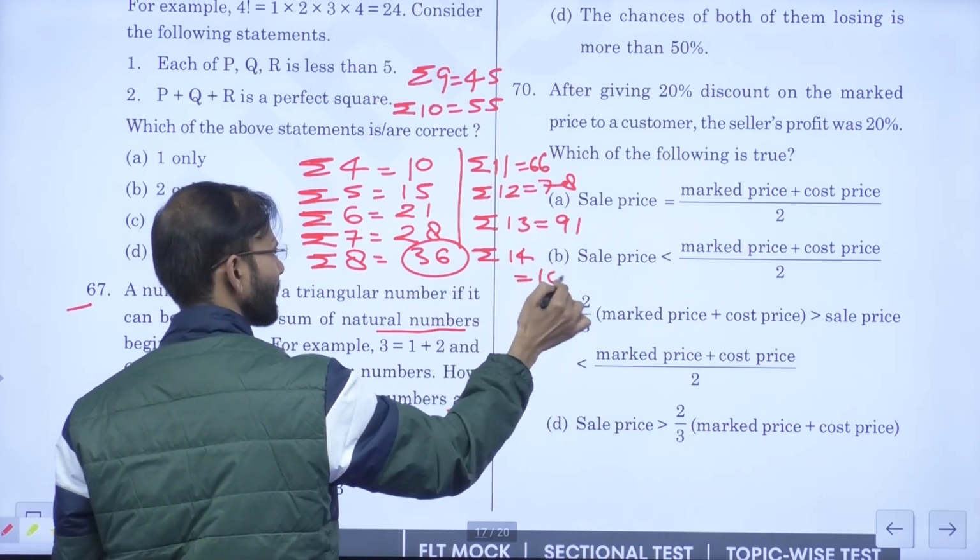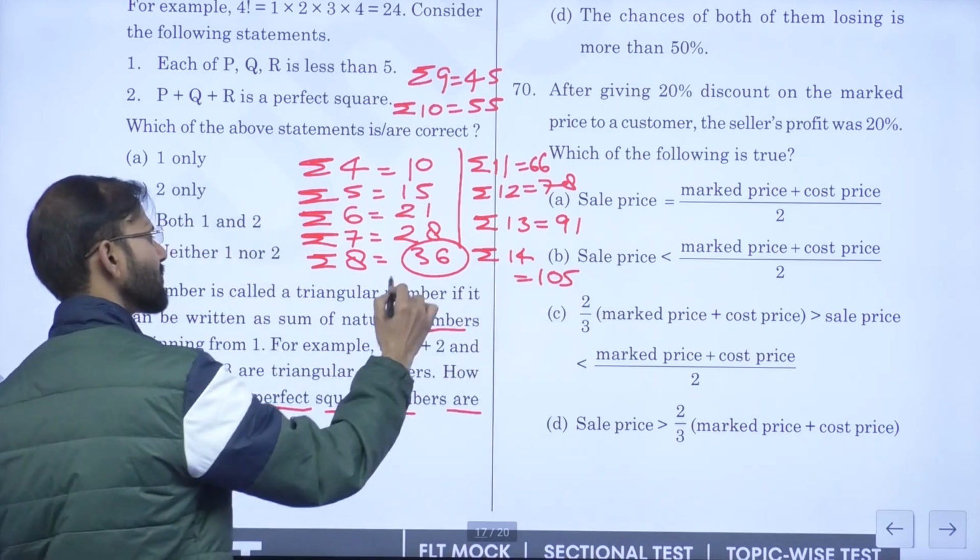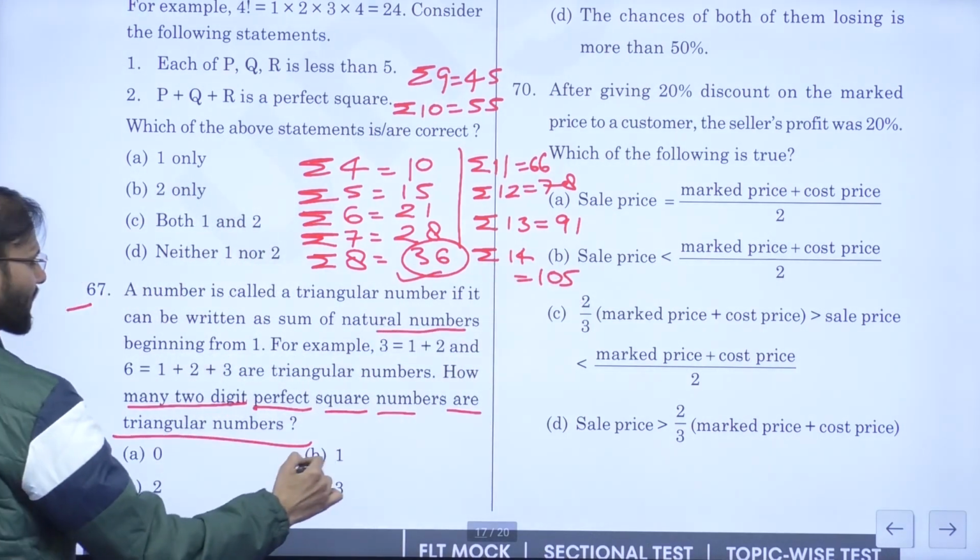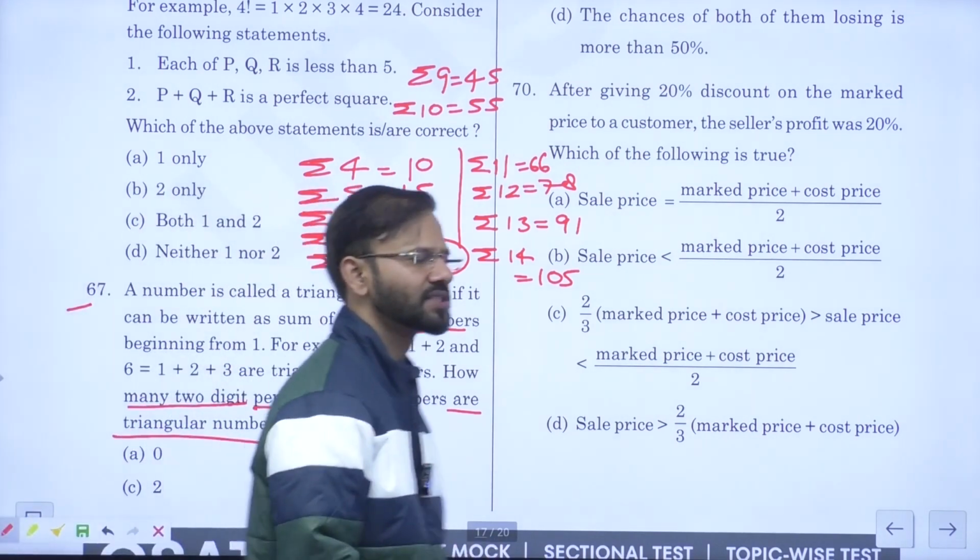Sigma 14 is 105. So guys, it is not a 2-digit number. So only one number, that is 36. So the answer is 1. B option is the correct choice.